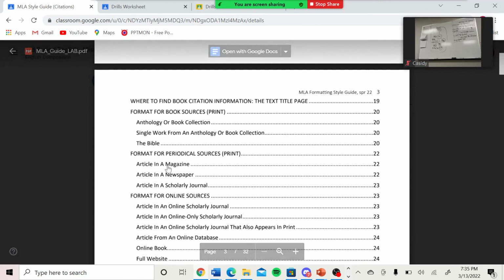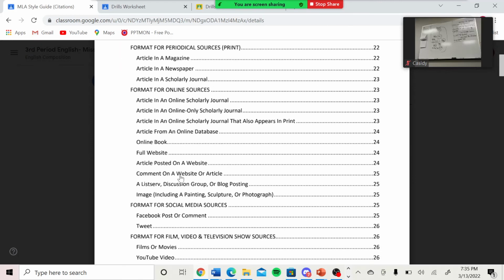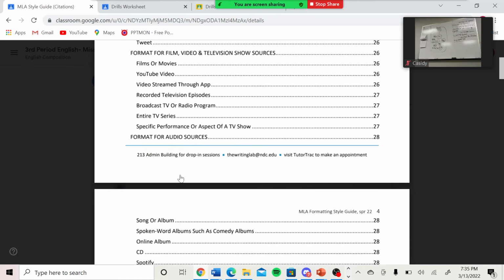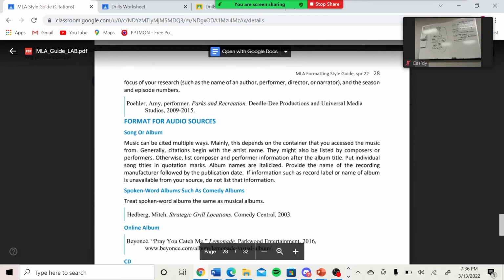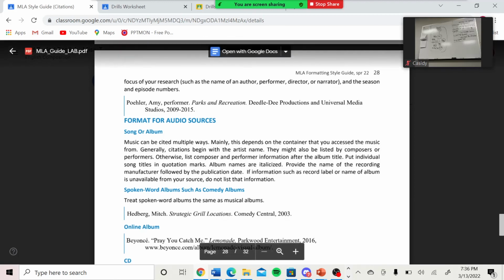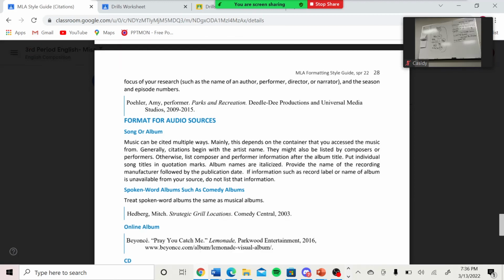It says if you have an article in a magazine, in a newspaper, if you have 1 or 3 authors, if you have a website or anything. And each one, if you click it, it'll drag you straight to the page where it's at and show you how to type in your citation.